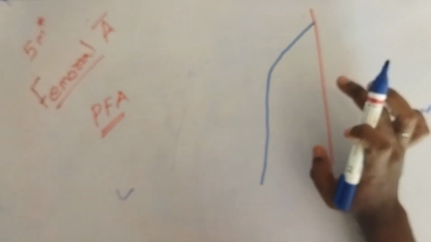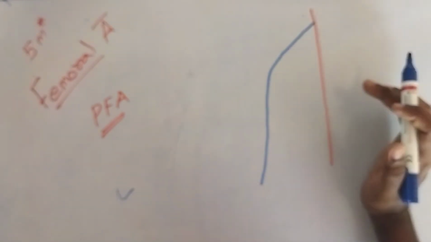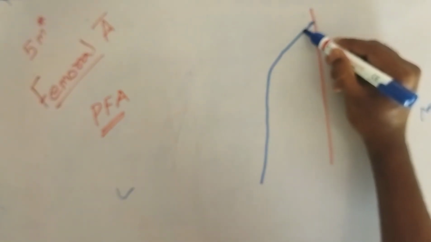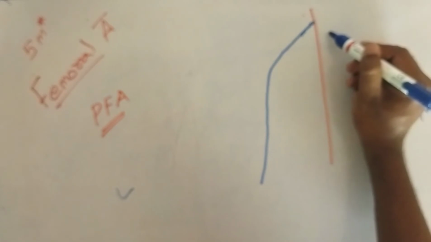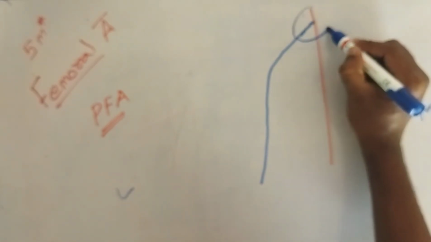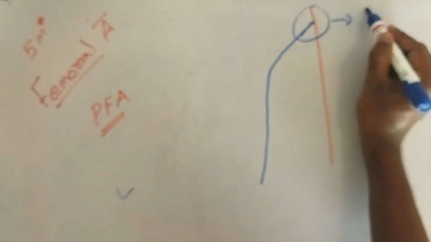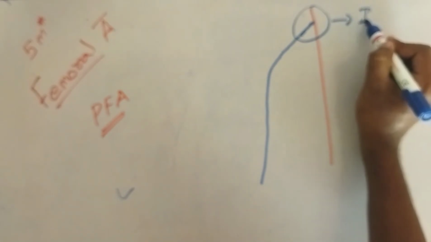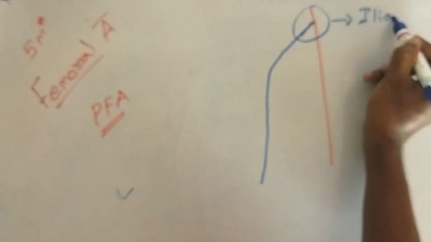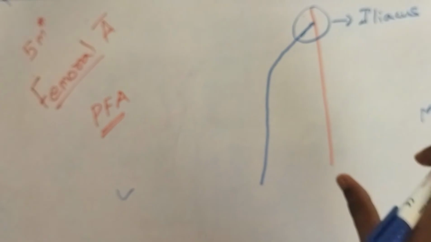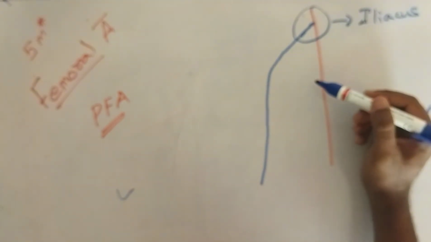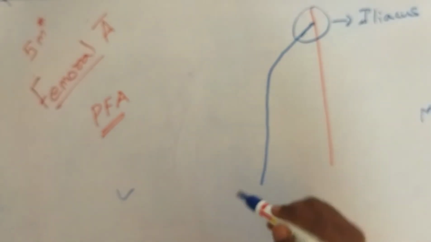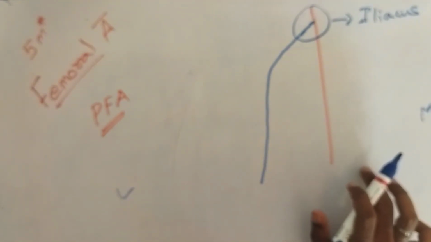Next, its origin lies in front of iliacus. That means where the branch arises from the femoral artery, at that point it lies in front of the iliacus muscle. That is the place where the profunda femoris artery branch divides and arises from the femoral artery.